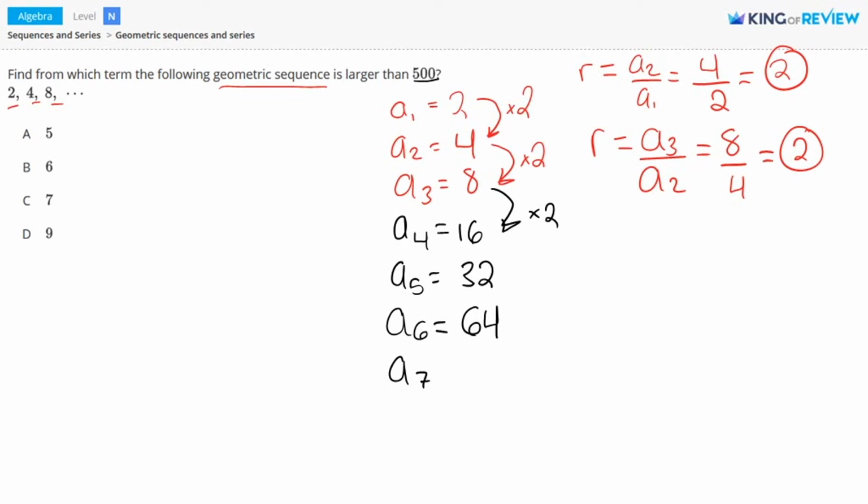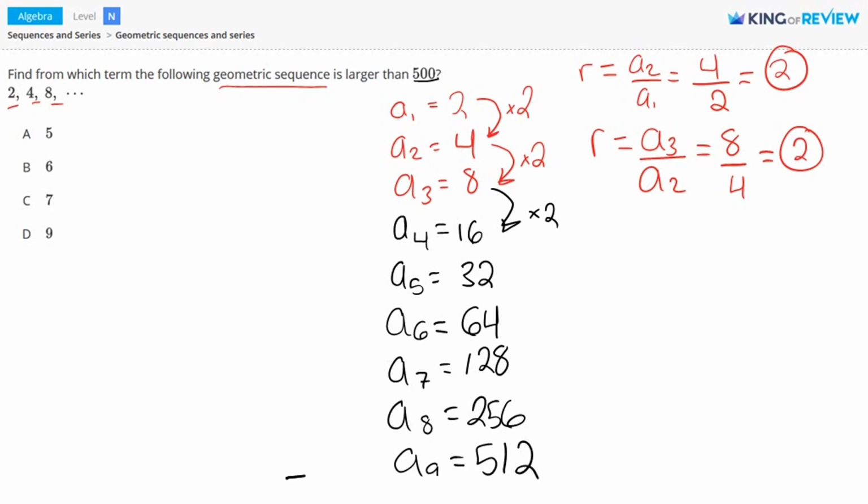A7, which is the seventh term, is 64 times 2, which is 128. A8, which is the eighth term, is 128 times 2, which is 256. And A9, which is the ninth term, is 256 times 2, which is 512. So you can see at this point, we've reached a number that's larger than 500 at the ninth term.